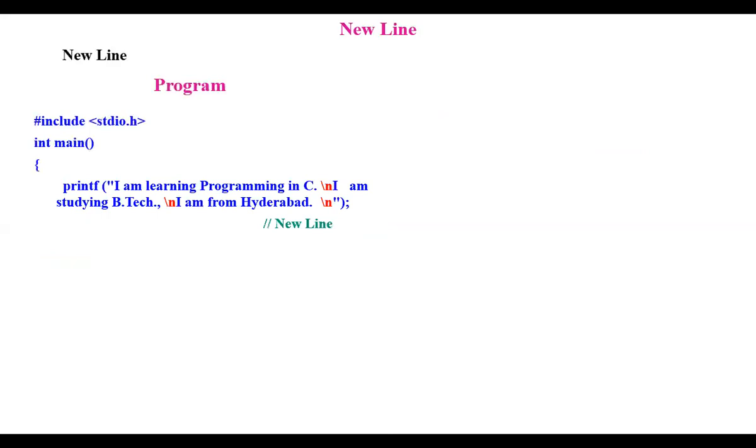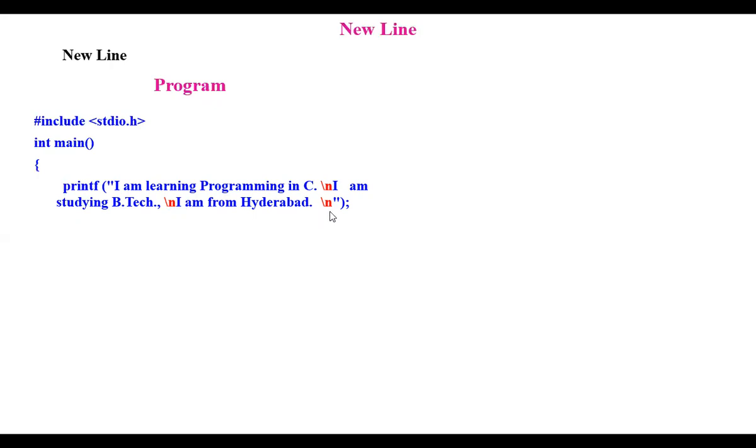Suppose I have taken only one printf statement. Inside these double quotations, I have written 3 statements. That is, I am learning programming in C. Full stop. New line character is introduced here. I am studying BTech. Again a new line character. I am from Hyderabad.